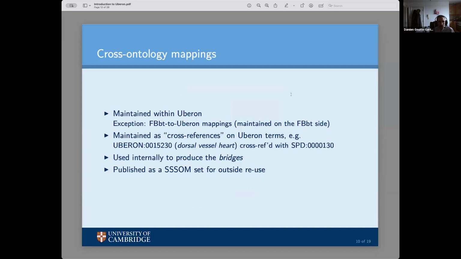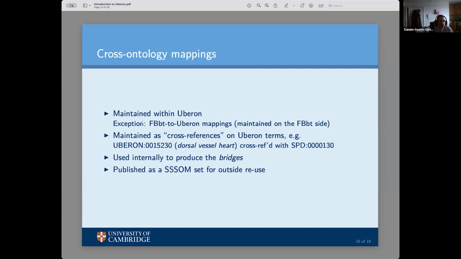So for the cross-ontology mappings, again, that is not specific to Uberon. A cross-ontology mapping is simply a statement that says that one term in one ontology is mapped somehow, linked somehow, to another term in another ontology. So in the case of the mappings between Uberon and the taxon-specific ontologies, those mappings have a precise meaning.